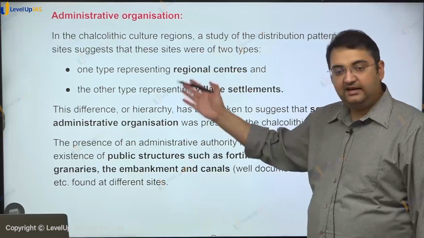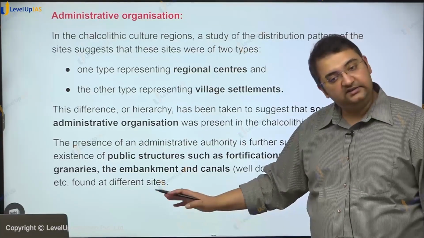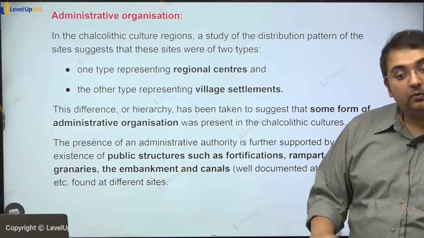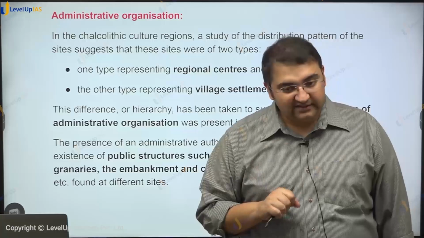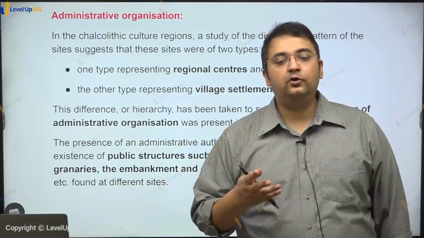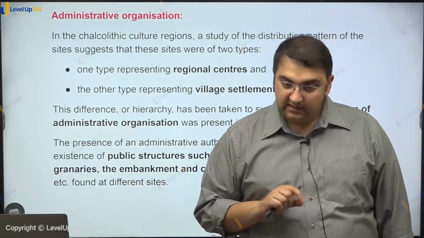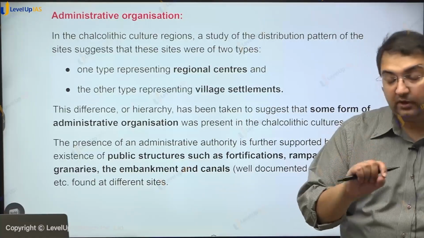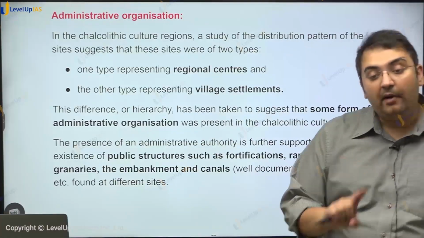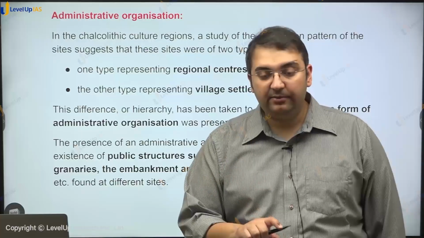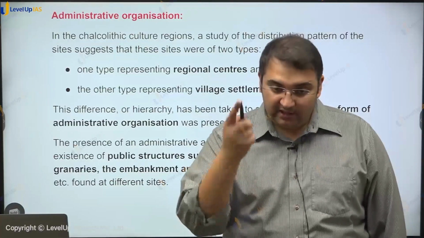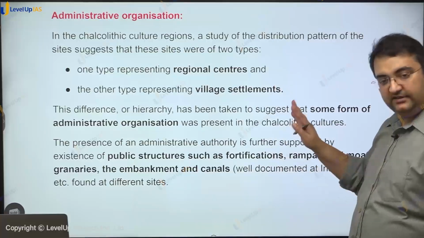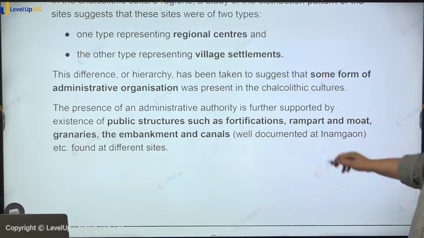The presence of an administrative authority is further supported by the existence of certain distinct public structures such as fortifications, ramparts and moat, granaries, embankments and canals, which are all well documented at Inamgaon, etc., found at different sites, right? So this is indicative of the existence of a political system, that some form of administration was providing governance. What was the exact nature of the political system? That we do not know for sure. Okay? But one thing is clear, that as compared to the Harappan civilization, the amount of organized violence between the different communities had gone up. Okay? So these are the things to be kept in mind.